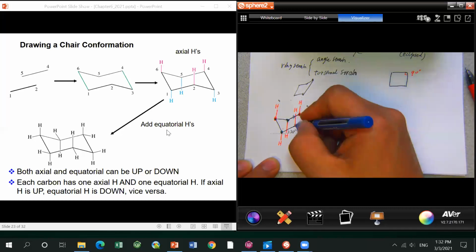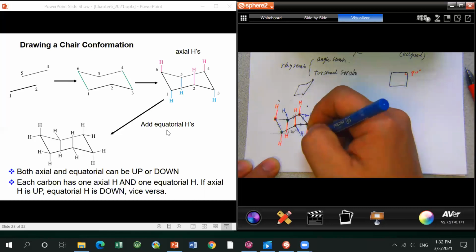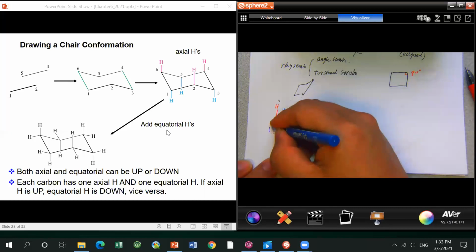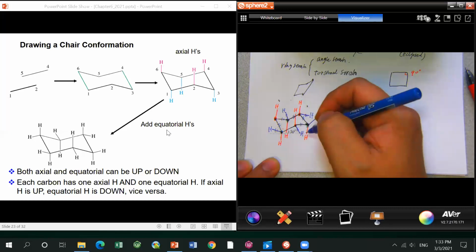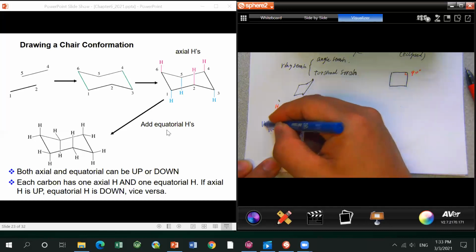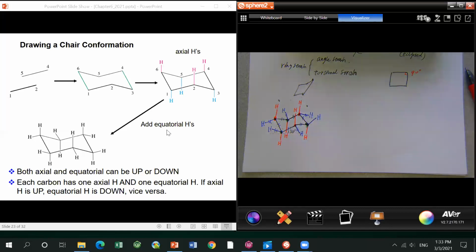Then we can go ahead and draw the remaining equatorial bonds. For this one, the axial bond is going down, so the equatorial bond should go up, parallel to here. Similarly for this one, axial going down, equatorial going up, parallel to this line. In the end, this carbon has axial going up, so equatorial should go down, in this direction, parallel to this line. So you can draw a very nice cyclohexane.